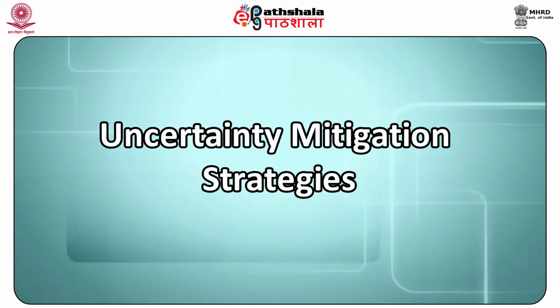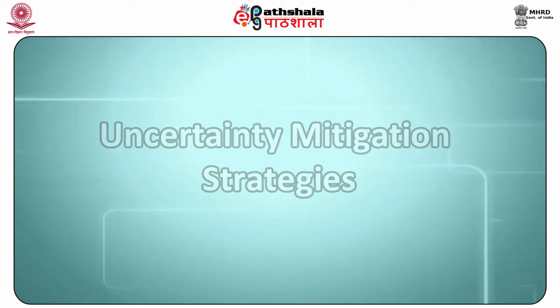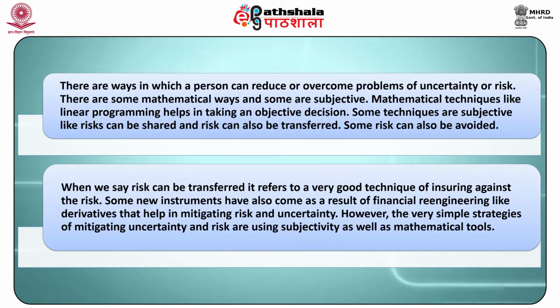Next is uncertainty mitigation strategies. There are ways in which a person can reduce or overcome problems of uncertainty or risk. There are some mathematical ways and some are subjective. Mathematical techniques like linear programming help in taking an objective decision. Some techniques are subjective, like risk can be shared and risk can also be transferred. Some risk can also be avoided.